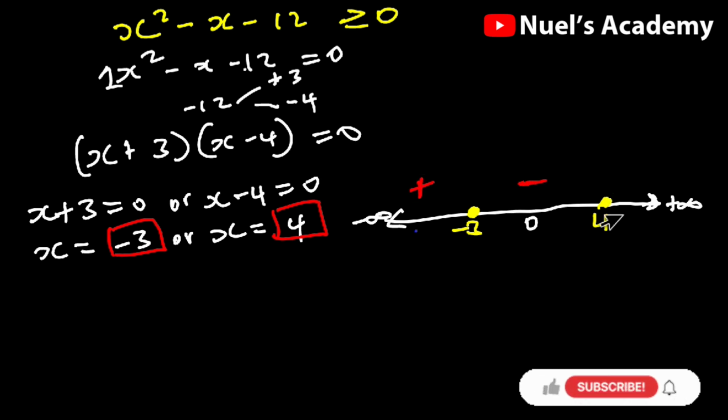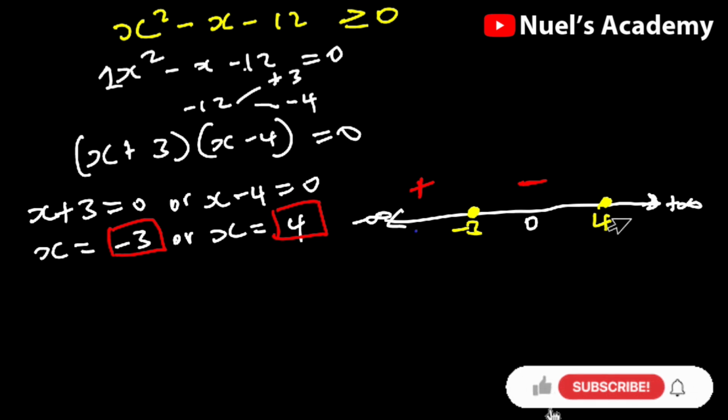But then let's check it. So let's pick 5 here because 5 falls between 4 to infinity. So 5 plus 3 is a positive number. Then 5 minus 4 is also a positive number. So positive times positive is positive. So we're going to write positive here. So let's go through the question again. We are dealing with greater than or equal to 0. So it means that we are going to pick these plus ranges.